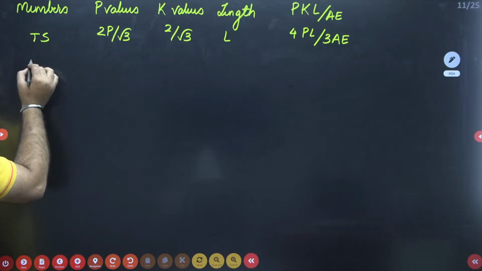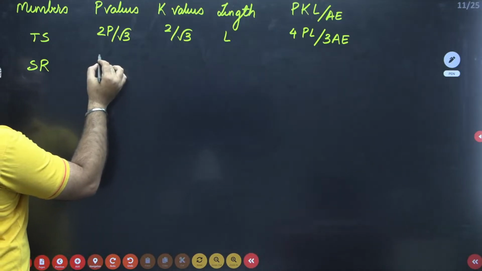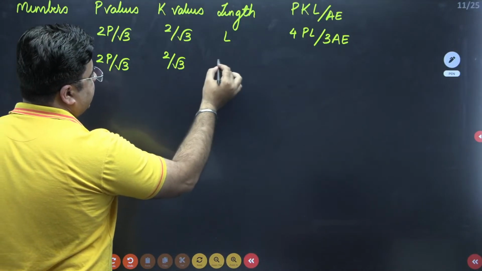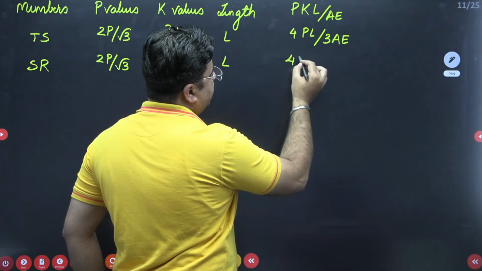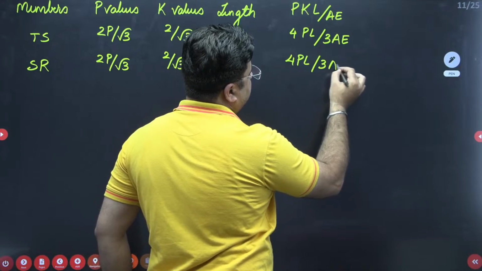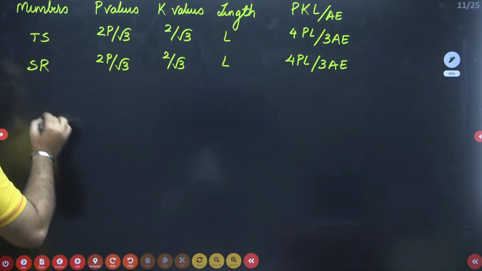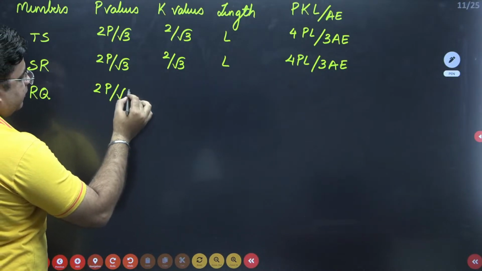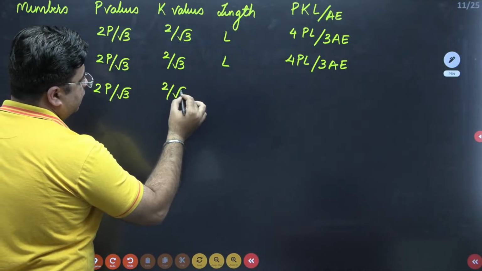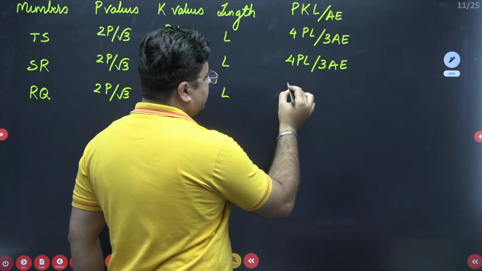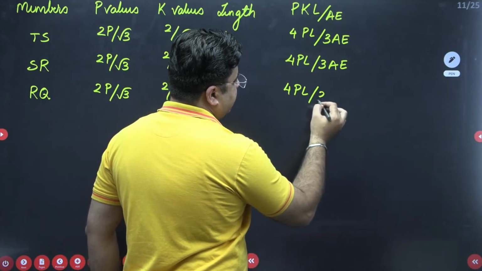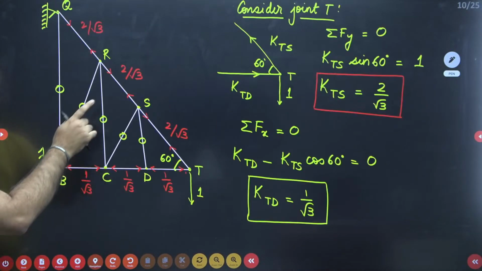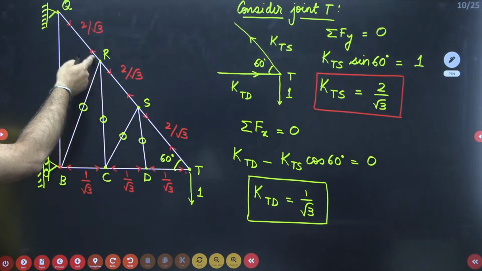Next is your member SR. Again 2P by root 3, then 2 by root 3, length is L. Summation will be 4PL by 3 AE. Next one is your RQ. Again 2P by root 3, 2 by root 3, L, and again this will be 4PL by 3 AE. So that is TS, SR and RQ.